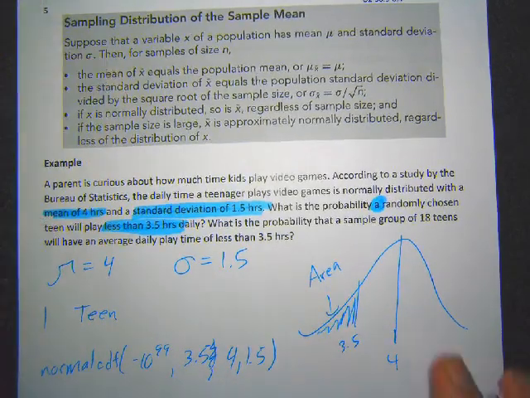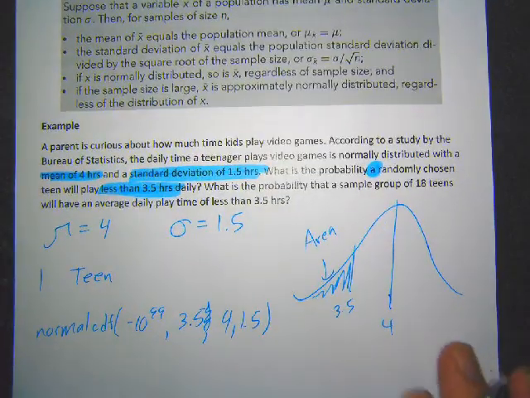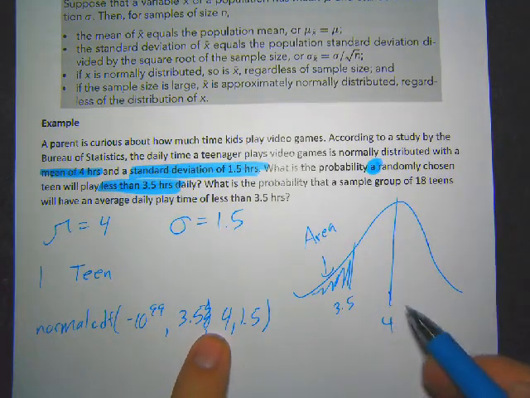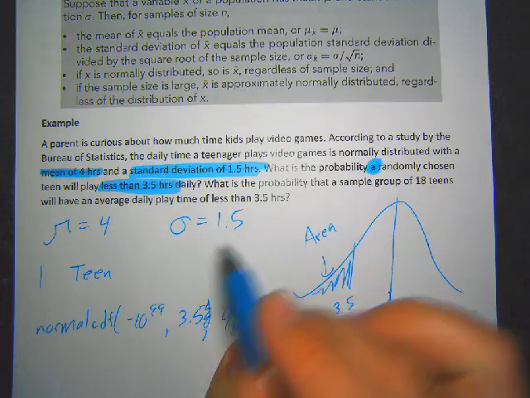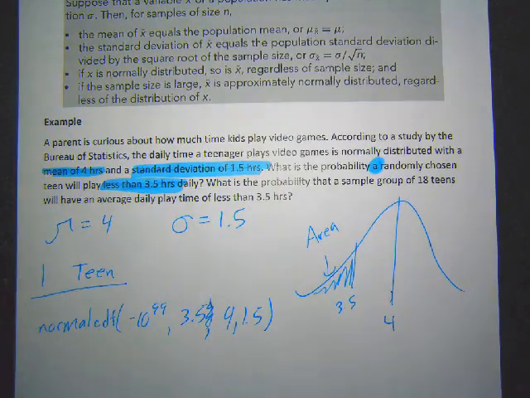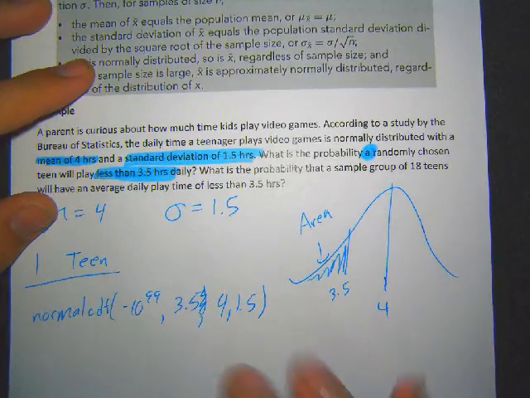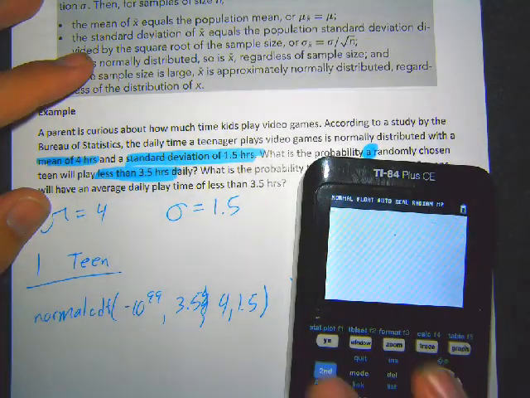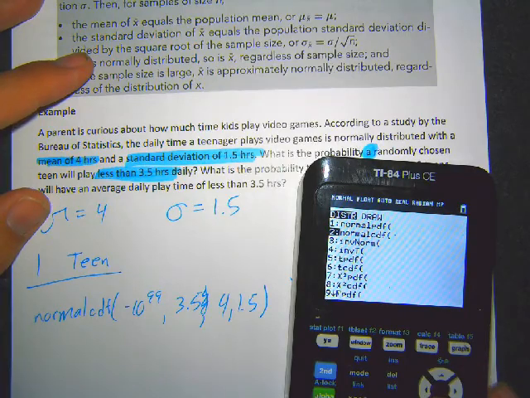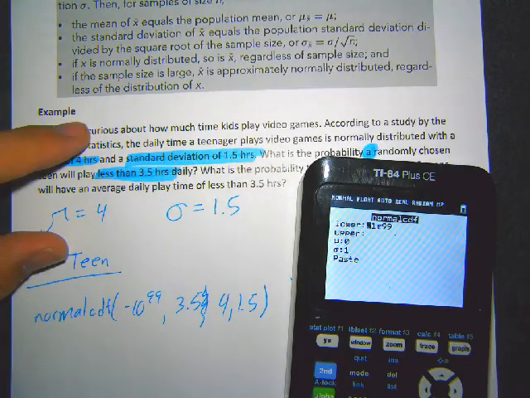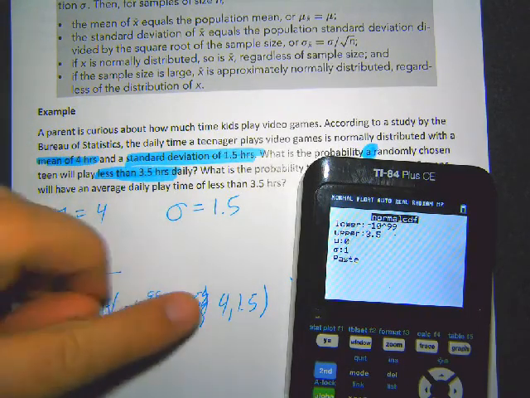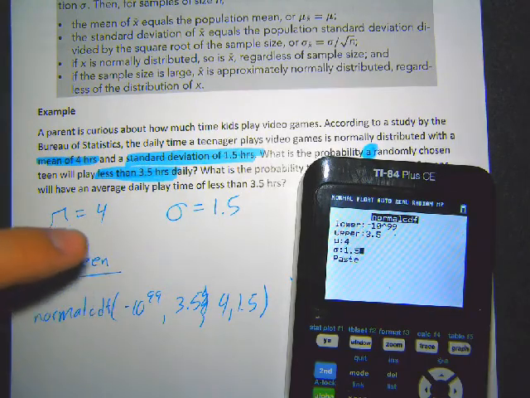So that should look the same as what we've been doing in the last two sections, right? Where we're finding the normal CDF, especially the last section where the mean is not always 0. So we have the mean, we have the standard deviation. We didn't change anything because we're looking at just one teen, just one person. And that's why it just looks the same as last time. So we do normal CDF. Again, negative 10 to the 99th, upper is going to be 3.5, my mean is 4, my standard deviation is 1.5.